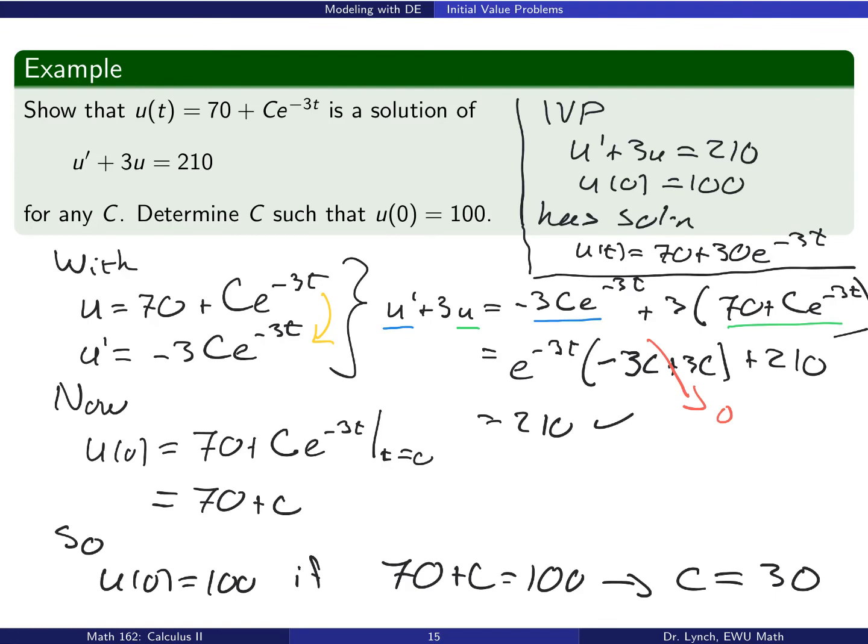This procedure is sort of a common procedure when it comes to differential equations. We'll often see that we'd like to solve for some constant that actually comes from that constant of integration in order to find the solution of an initial value problem. Okay, folks, hope you've enjoyed this video on modeling with differential equations, what it means to be the solution of a differential equation, and what it means to be a solution of an initial value problem.